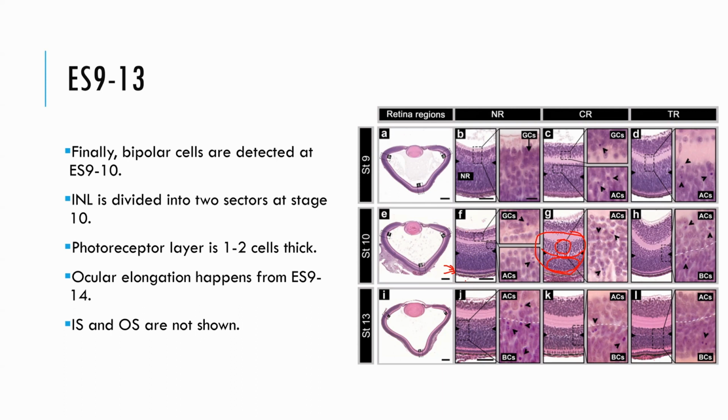From embryonic stage 9 to embryonic stage 14, the eye undergoes a process called ocular elongation. This process will elongate the retina and can decrease the cell density of each layer, including the ONL. And before the start of the fovea formation, the ONL stays at about 1 cell thickness, even though more cells are growing during this time. And what is more, the inner segment and outer segment of the photoreceptors are not shown from stage 9 to 13.